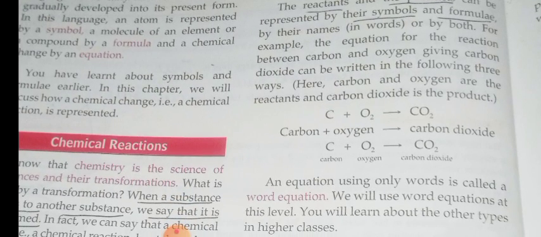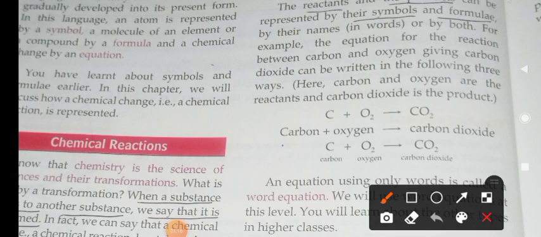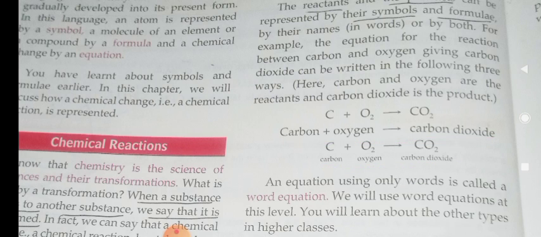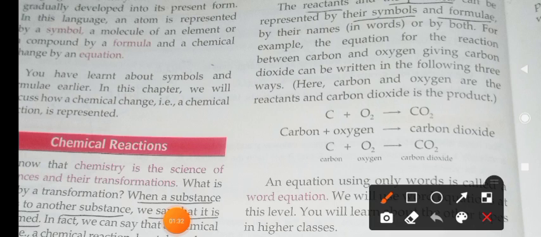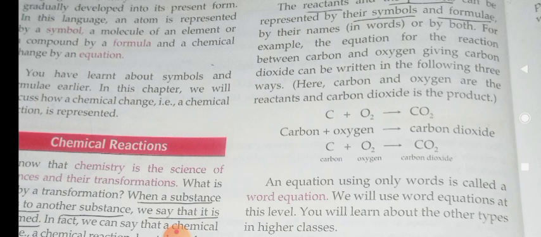For example, carbon and oxygen react to form carbon dioxide. See here, this is called a word equation. Here it is written in words. Instead of writing in words, we can also represent the equation in symbols. We know the symbol for carbon. It is C. So C plus the symbol for oxygen, O2, forms CO2. This is called a chemical equation. Do you understand what a chemical equation is, children? So how do these chemical reactions take place?